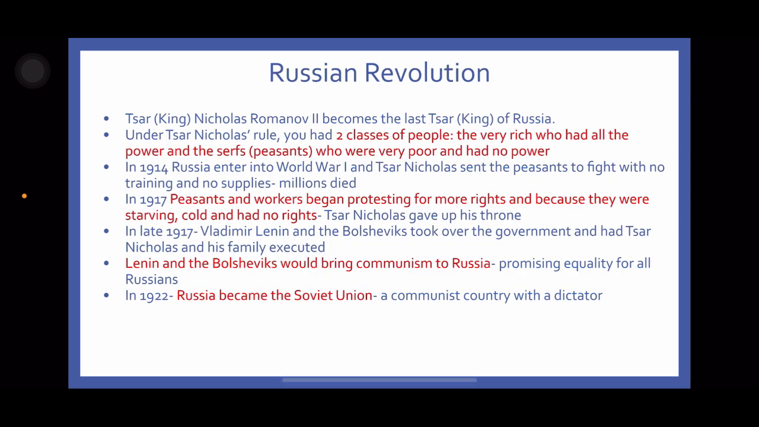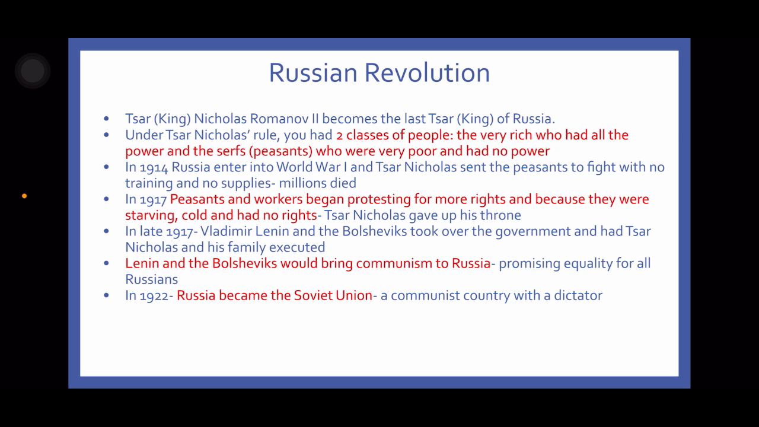Now, we're going to actually change countries real quick, and we're going to travel to Russia. And we're going to talk about the Russian Revolution. Tsar Nicholas II became the Tsar of Russia, and he is known to be the last Tsar of Russia. Under Tsar Nicholas' rule, you had two classes: the rich people who had all the power and controlled the serfs, who were poor and had no power. At this time, people were getting poorer and poorer and losing resources while the rich people were gaining resources, and they were celebrating every day.